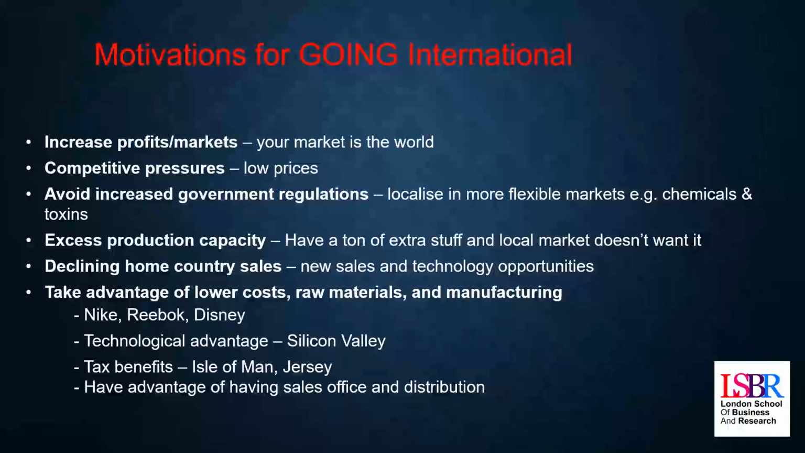It also creates competitive pressure. So again, you might be competing against other companies. So how do you lower your prices? How do you become more attractive in that market? How do you avoid government regulation? So how do you localize in more flexible markets? For example, when it comes to stuff like chemicals and toxins, countries have certain rules and regulations on what chemicals and what products can and can't be sold. So you have to be flexible to be able to adapt your products, adapt your policies, so that you meet the requirements of whatever country you're looking to move into.